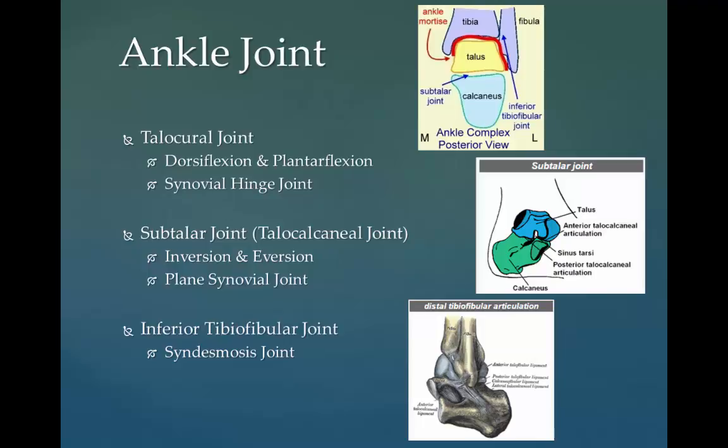The articulation between the tibia and the talus bears more weight than the articulation between the smaller fibula and the talus. The subtalar joint, also known as the talocalcaneal joint, occurs at the meeting point of the talus and the calcaneus. The joint allows inversion and eversion of the foot, but plays no role in dorsiflexion or plantar flexion of the foot. It is considered a plain synovial joint, also commonly referred to as a condyloidal joint.